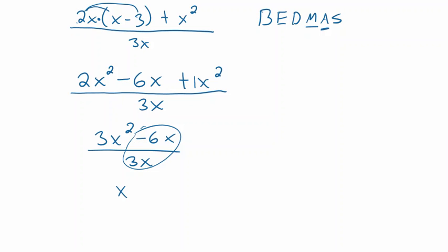And then moving on to the next one. Now this part of it, we have negative 6x divided by 3x. Okay, negative divided by a positive, that's going to be negative 2. And then x divided by x is 1, right? So it's just gone. So in the end, our answer is x minus 2.